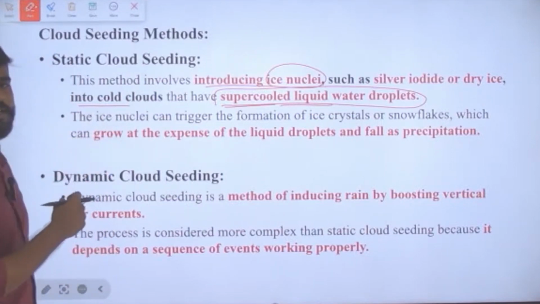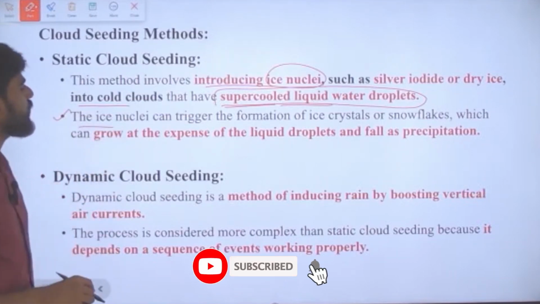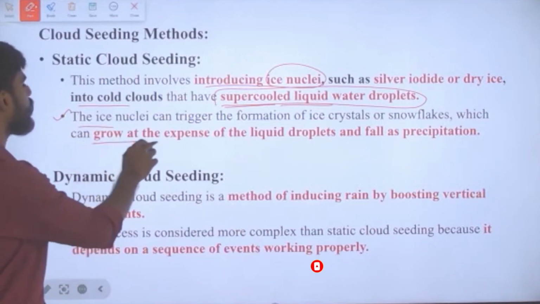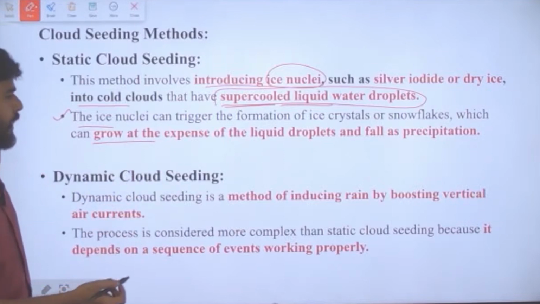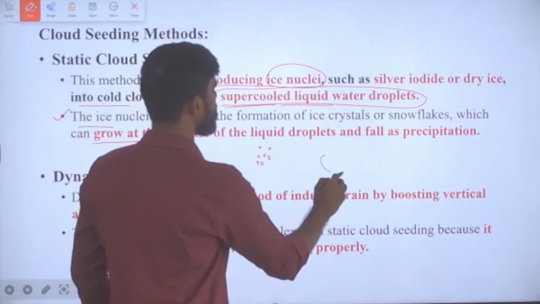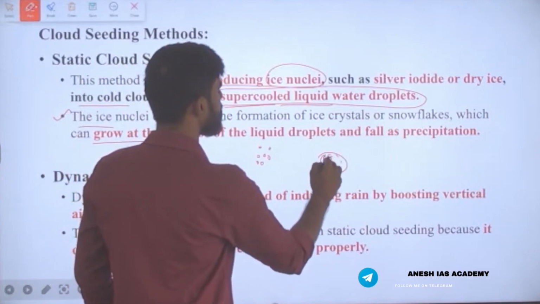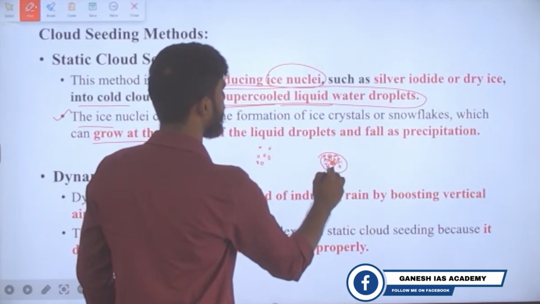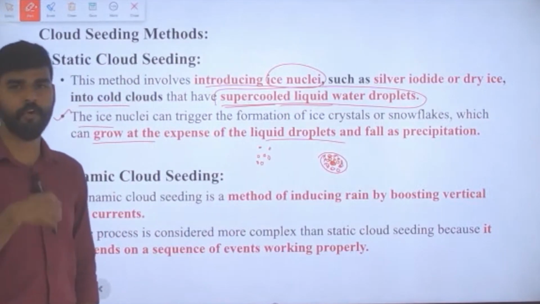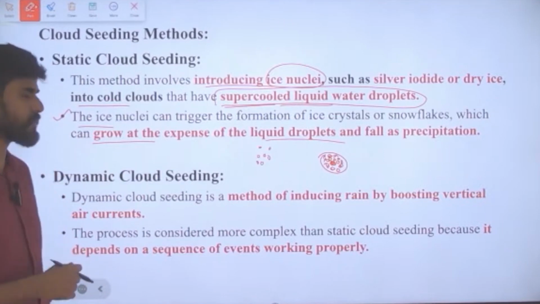So this seeding is being induced, and the ice nuclei can trigger the formation of ice crystals and snowflakes, which can grow at the expense of the liquid droplets. Okay, so there will be liquid droplets, and at the expense of liquid droplets, this snow forms. This is the seed. Around the seed, all these liquid droplets get accumulated. So this is how it happens. It happens at the expense of liquid droplets, and when the droplet is big enough, it falls as precipitation.